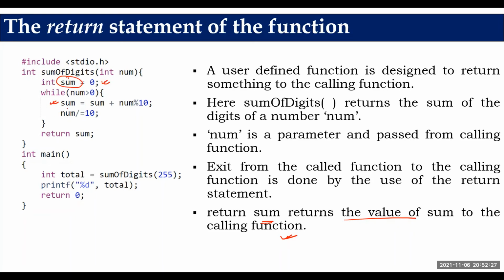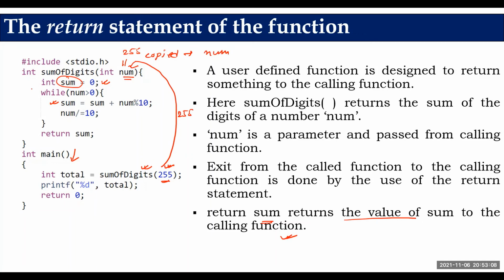Let us see what the value of sum is. So step number 1, program execution starts from here. The function sum of digits gets called. What is the value that we are passing? 255. It takes this 255 and gives it to the parameter. So what is the value of num now? 255. It is not just moving from main to sum of digits, it is also going along with the parameter. So this value will be copied, 255 will be copied into the location of num. The value of num is now 255.